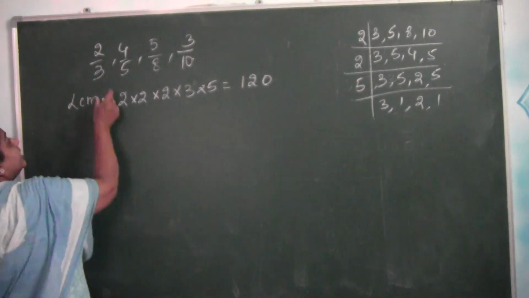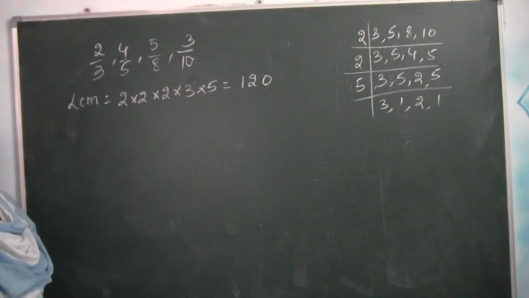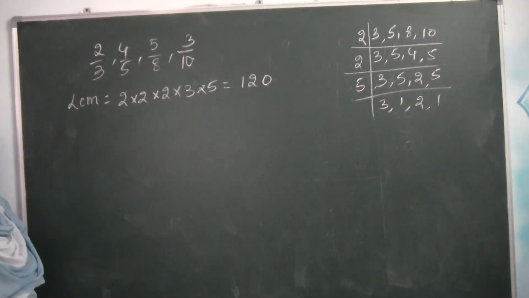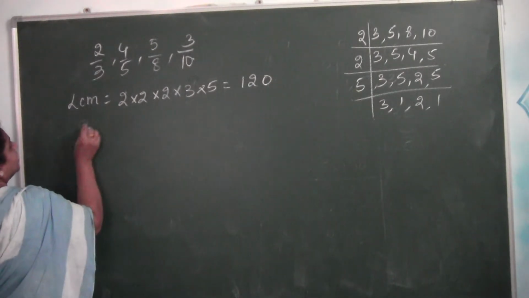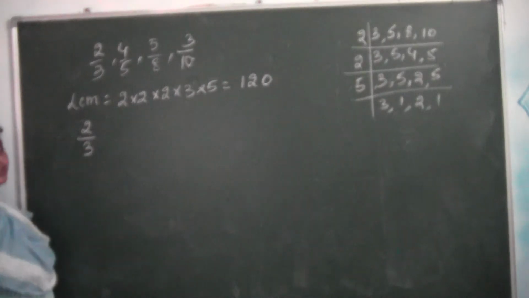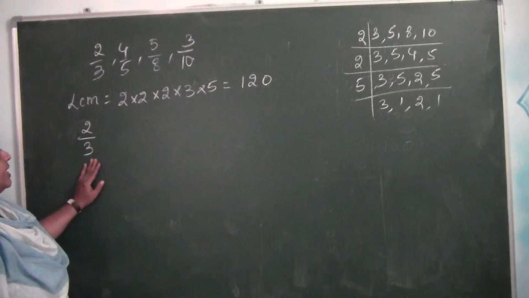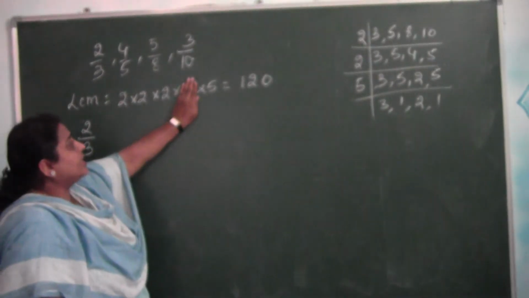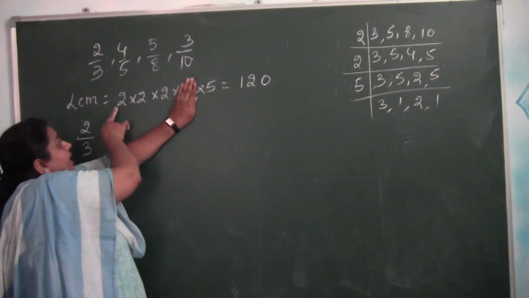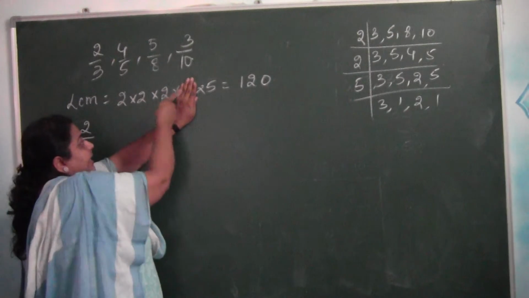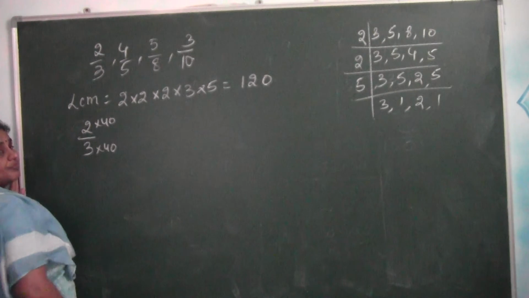Now I have to convert each and every denominator to the denominator 120. I have to change it into equivalent fractions. Now let us take the first number. 2 by 3. Let us apply that logic that I have explained during the previous problem. My denominator is 3. I have 3 here. Let me close 3. What are the numbers left over? 2, 2, 2, 5. Now let us multiply. 2 2s are 4, 2s are 8, 8 5s are 40. It means into 40 into 40.